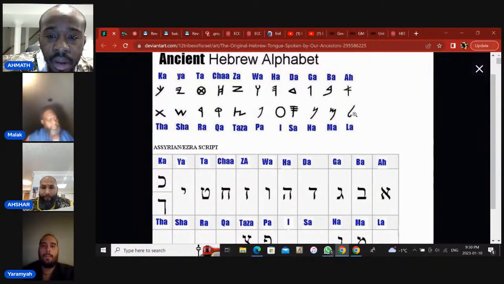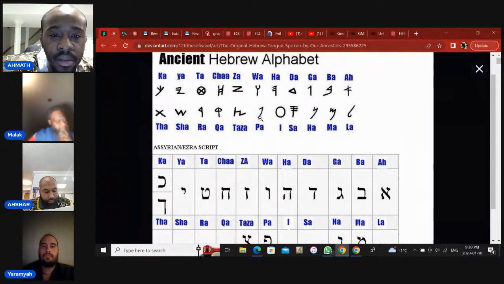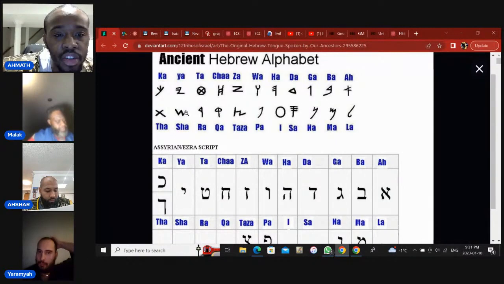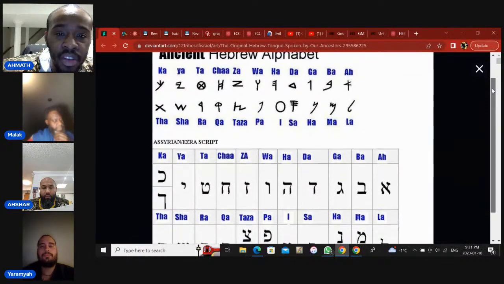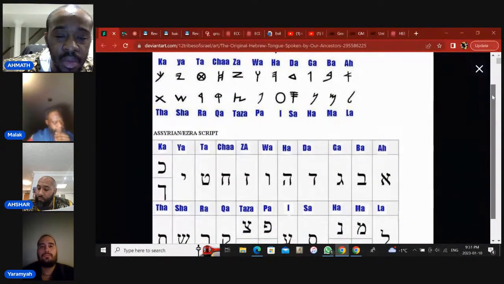You have here the little hook. It says, "La, ma, na, sa, pa, ta, za, ka, ka, qua." Qua. That's right. Like Lashawan Kwadash, right? Exactly. Qua. Ra, sha, and fa. So you pause and replay this section, and that's how you properly pronounce each character in the Hebrew alphabet.